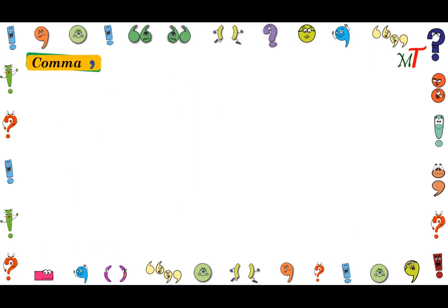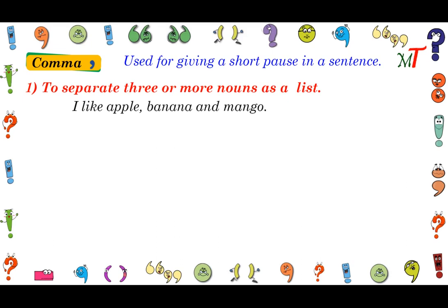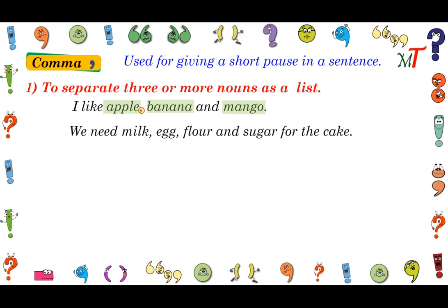Next, comma. Comma is used for giving a short pause in a sentence. For example, the first usage is to separate three or more nouns as a list. I like apple, banana, and mango. Here, apple, banana, and mango are nouns. Those are a list in a sentence, so they are separated with commas. One more example. We need milk, egg, flour, and sugar for the cake. Here also milk, egg, flour, sugar are a list of items separated with commas.